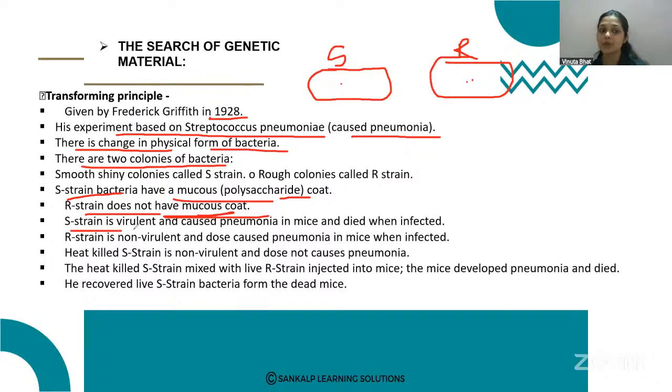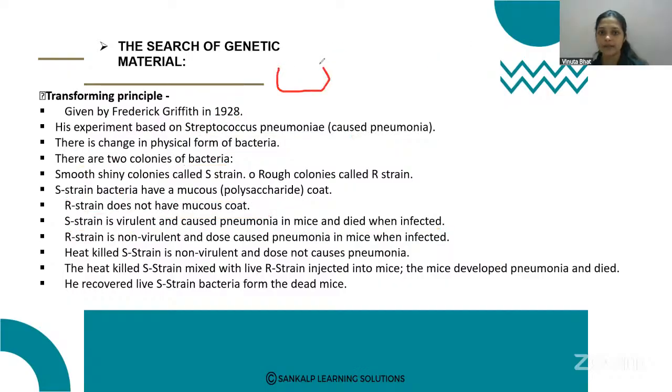S strain is virulent and causes pneumonia in mice, and they died when infected. Just imagine this is the S strain bacteria, which is injected to the mice. That mice died because of the pneumonia. So that is died, because of this infection.